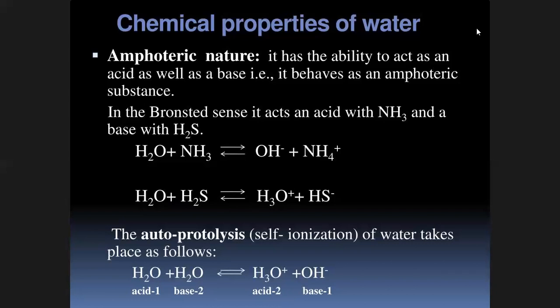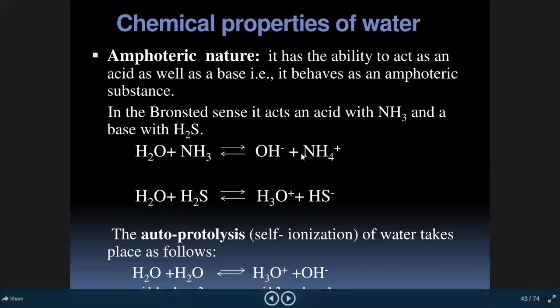For example, it acts as an acid with NH3 and it acts as a base with H2S. These are the examples. When you react water with NH3, so what happened? As you can see, OH negative is released and NH4 positive will form. So with NH3, it will behave like an acid, but with H2S, it will behave like a base. So it is forming H3O positive with HS negative.